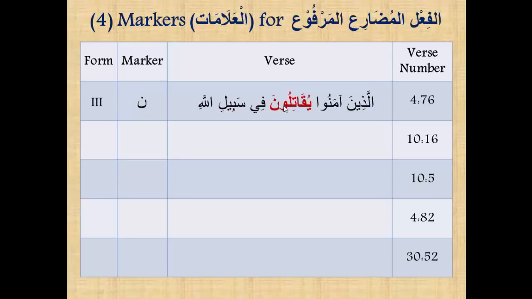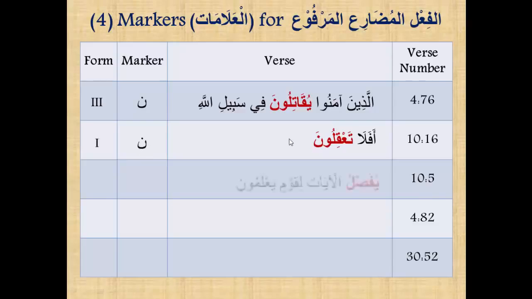Example number 2, أَفَلَا تَعْقِلُونَ. تَعْقِلُونَ, we see that nun, this is conjugated for antum. So يُقَاتِلُونَ is conjugated for hum. تَعْقِلُونَ conjugated for antum. The marker is thubut an-nun. And this is an example of a form 1 verb.